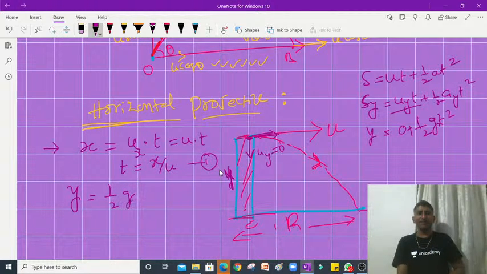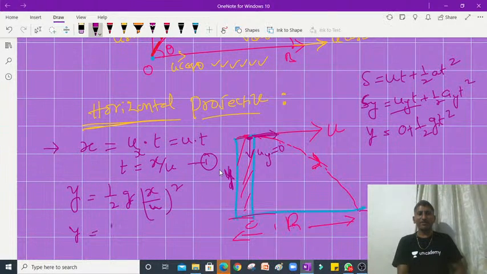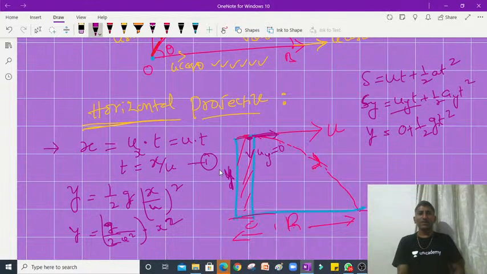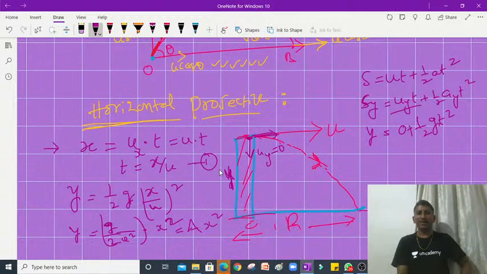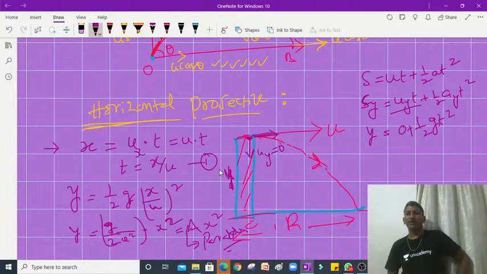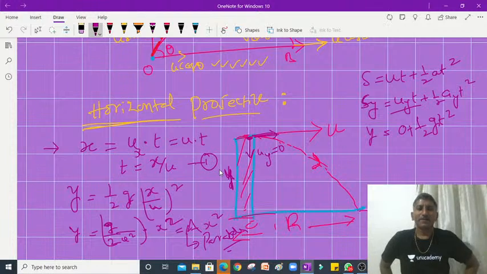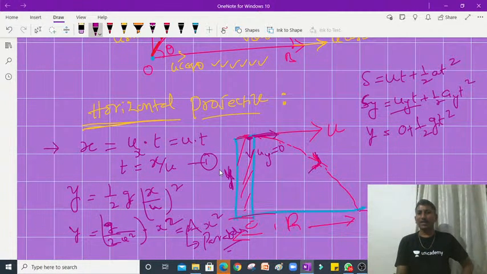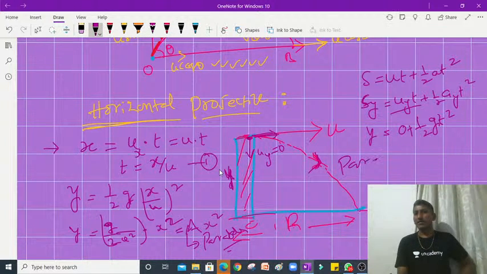And t is nothing but, from the first equation, x by u, whole square. So therefore y is equal to g by 2u square, into x square. Here you see g by 2u square is a constant, so we can write it as a, and x square as it is, and this represents a parabola. So we can conclude that the path of a projectile is a parabola.